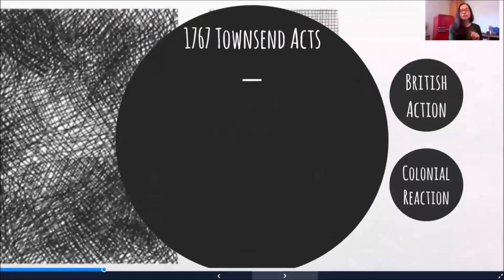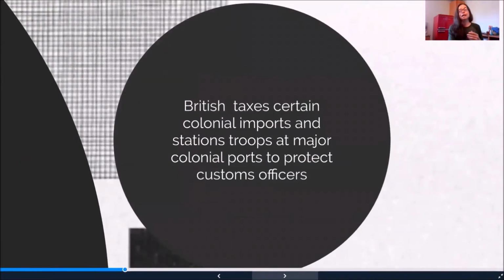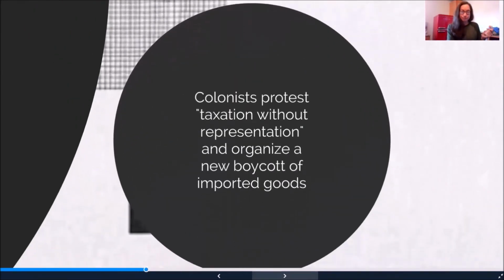In 1767, we had the Townshend Acts. This was taxes on colonial imports and where they stationed troops at major colonial ports to protect customs officers. Now, if we said everything from Georgia is going to be taxed at this absurdly high rate, what do you think people would do today regarding any items that came out of the country, or not the country, the state of Georgia? Could be the country.